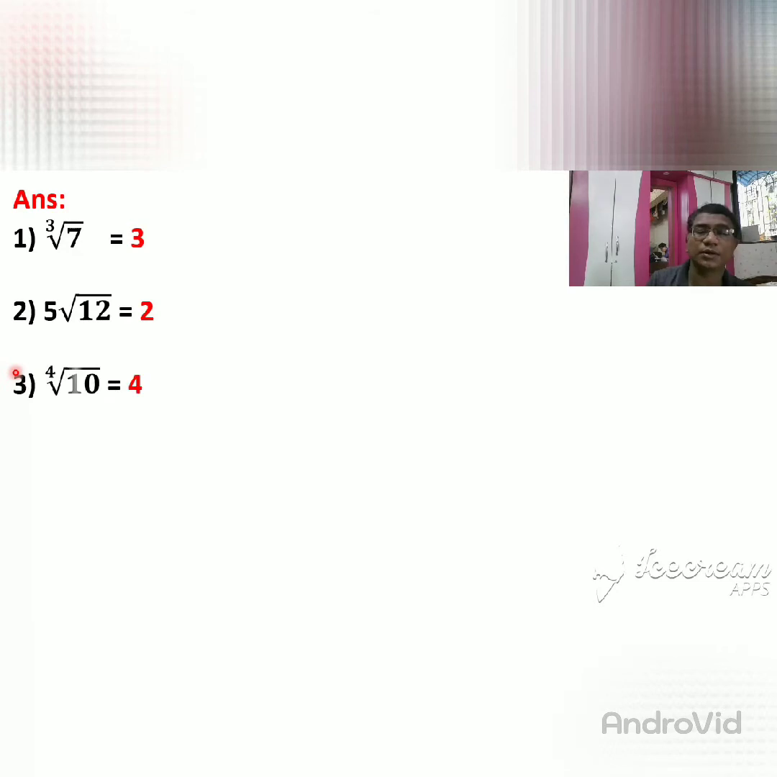Then problem number 3rd, in the V shape there is the 4. 4th root of 10. That can be read as 4th root of 10. So in the V shape which number is there? 4 is there. So order is 4. Any doubts? Do you understand it or not? Please tell me. Then we are going to see the next problem.